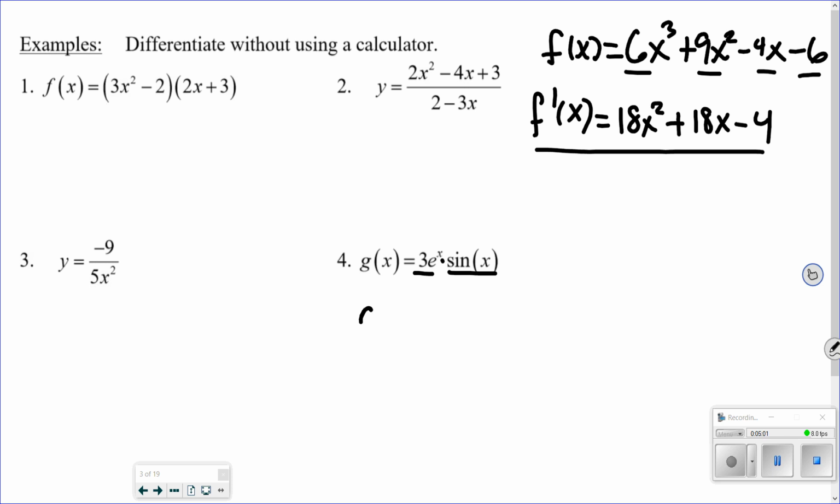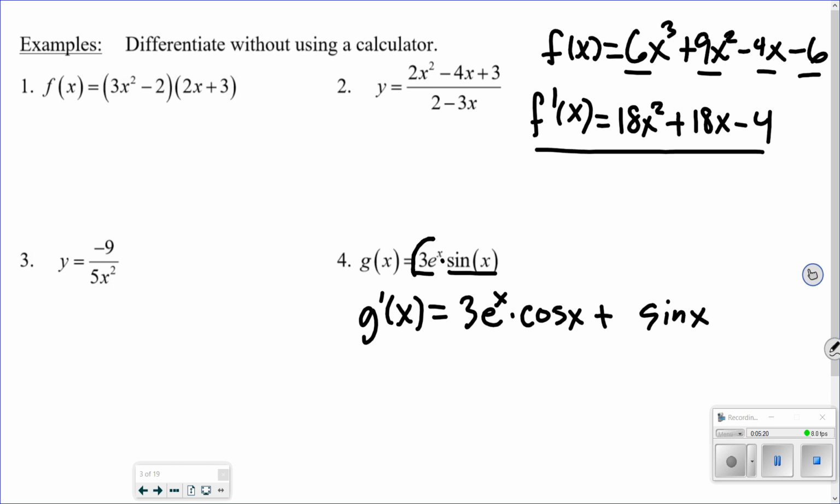So if I'm going to find g prime of x, I take the first function, 3e to the x, times the derivative of the second. Well, the derivative of the sine function is the cosine function. Plus, I take the second function, sine of x, times the derivative of the first. Well, the derivative of 3e to the x, the 3 stays there, and the derivative of e to the x is still e to the x.